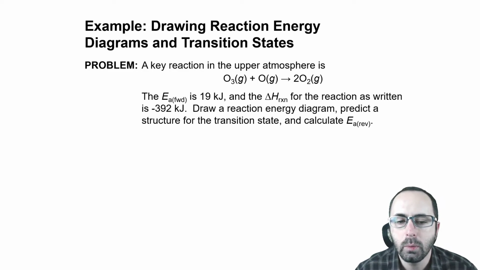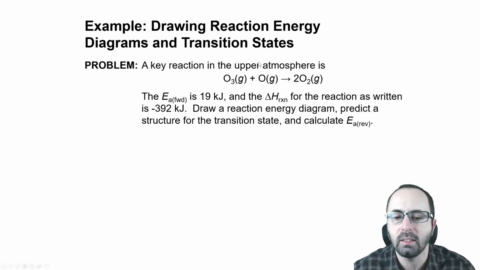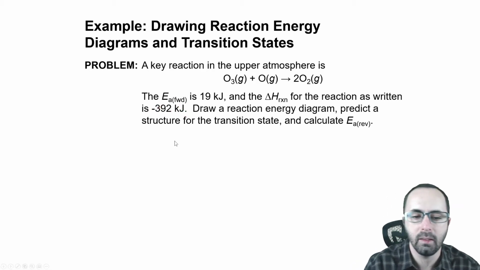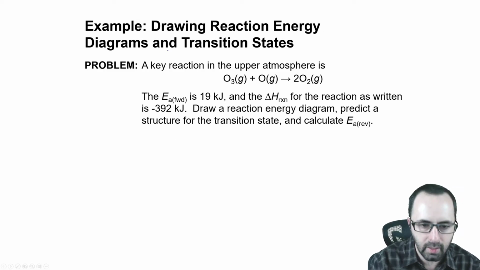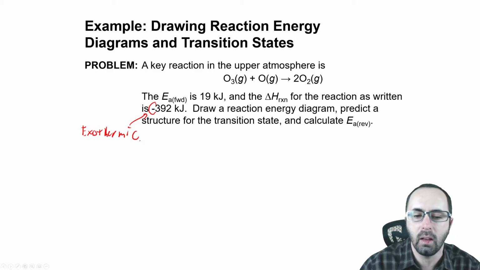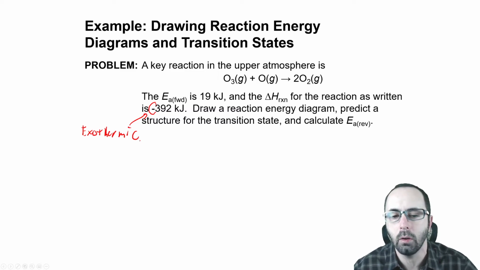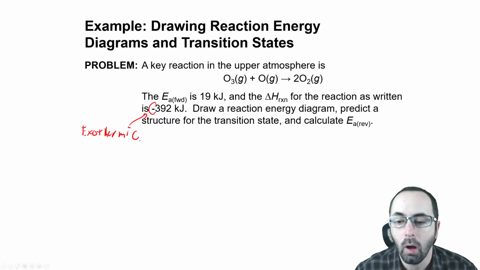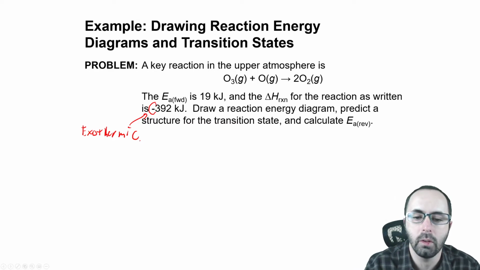So here we see we're given a bunch of information. We see that the activation energy in the forward direction is 19 kilojoules. Delta H for the reaction is negative 392 kilojoules. So the negative here means that because this is negative, this is telling us we have an exothermic reaction. A negative delta H is exothermic, a positive delta H is endothermic. It says draw an energy diagram and predict the structure for the transition state.